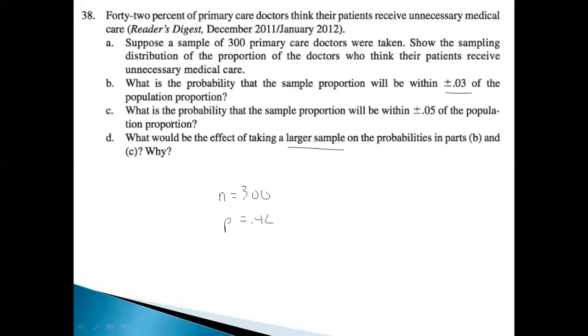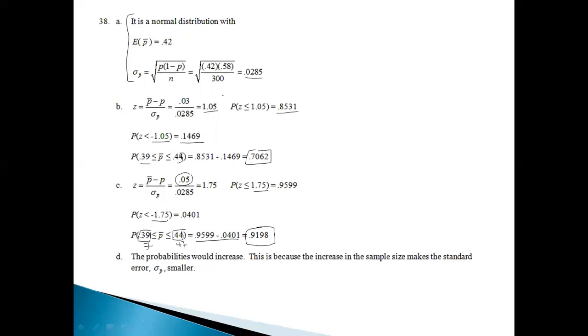Now, the last question is, what would be the effect of taking a larger sample on the probabilities? Well, if you get a larger sample, that's going to be a much larger number. Say we put 500 in here. Well, that's going to make this smaller. If we make that smaller, then it's going to make the probabilities increase because we're going to change everything. And so this would be higher, and then this would be higher due to the way it changes everything here. It's going to make that smaller, and when you make this smaller, that makes it bigger. And so therefore it makes the overall probability larger.